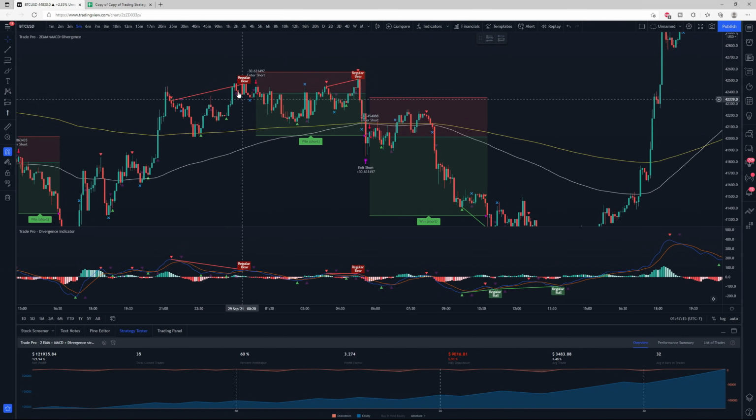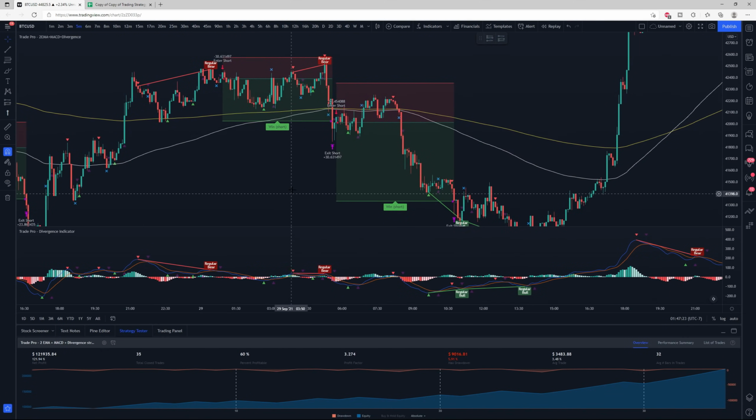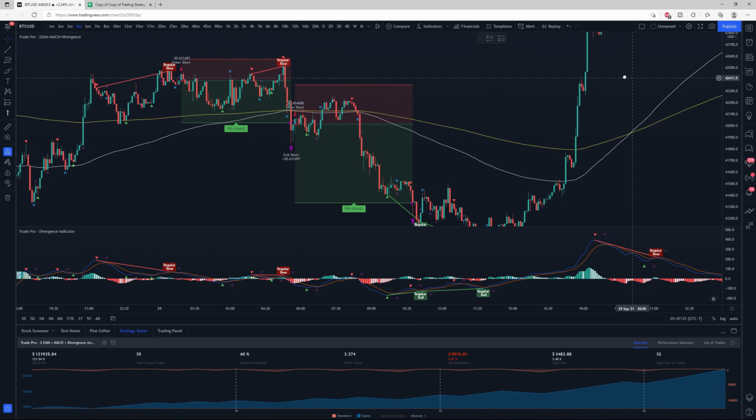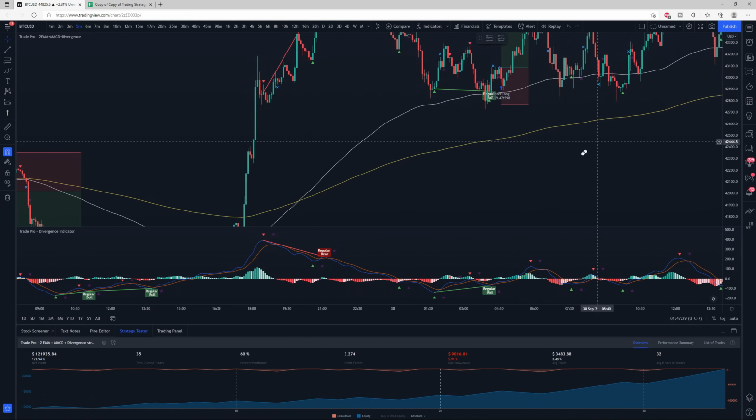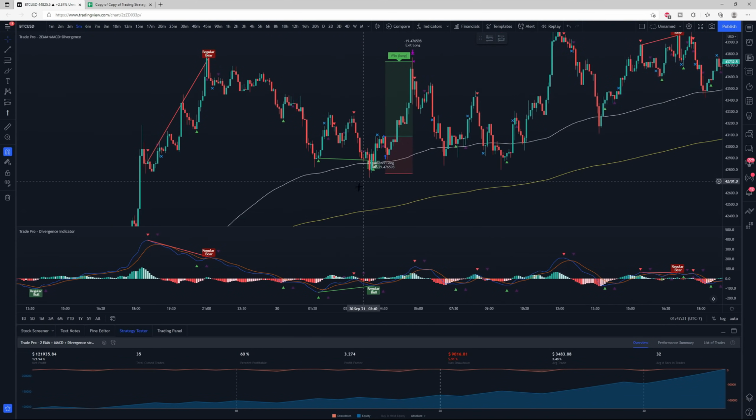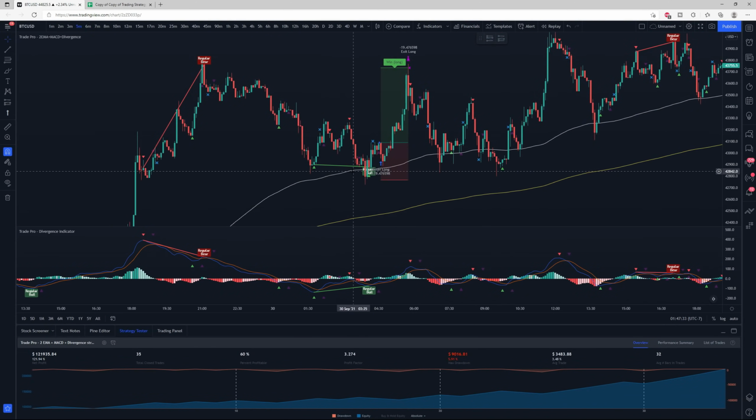So you can see that it doesn't enter exactly right here. It enters a few candles later. And you can change that in the settings, but I found that this setting is the most effective. And then if we take a look over here, once the white crosses above the yellow, it's going to look for bullish divergences. So lower lows on price, but higher low on the MACD.